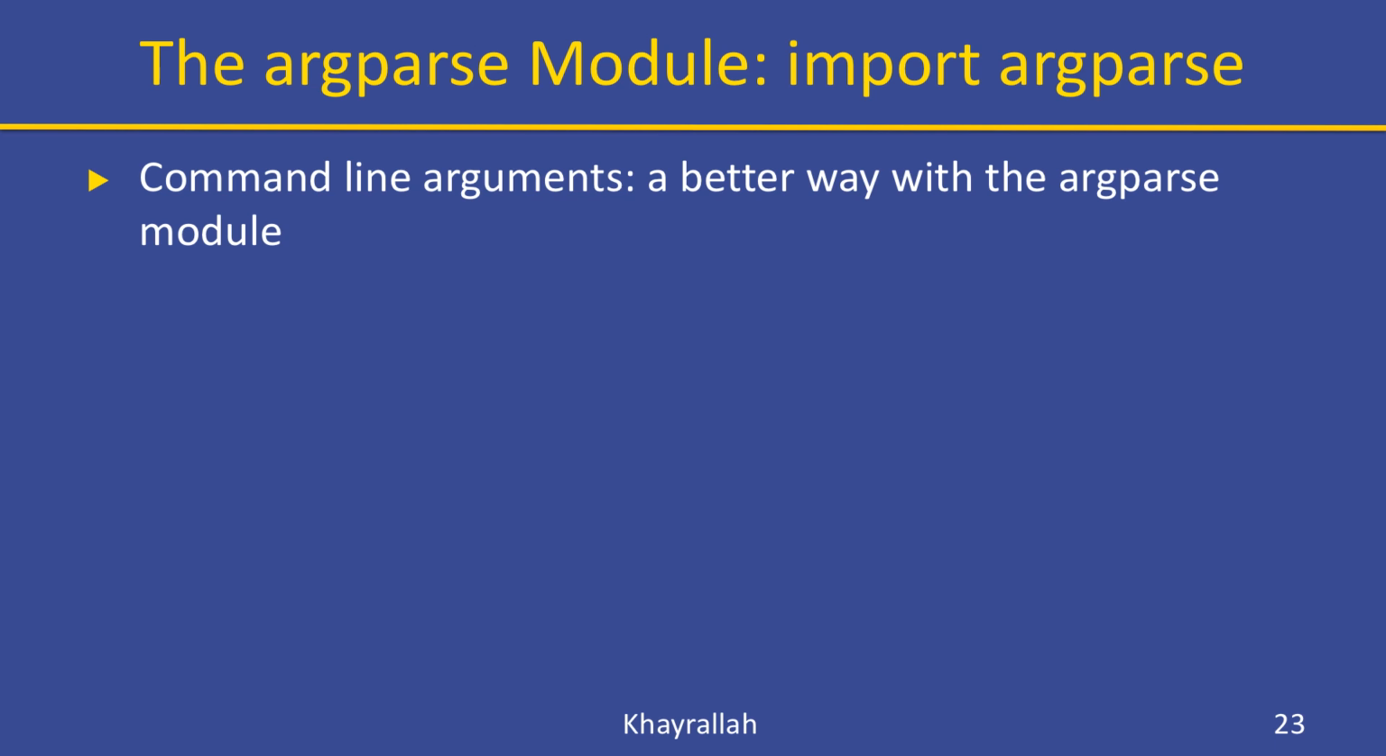The sys module gives us a very basic mechanism to pass command line arguments to our program as a list of strings. But if we want to do any kind of validation or error checking on these arguments, the argparse module is by far the better choice. The argparse module is also part of the Python standard library.